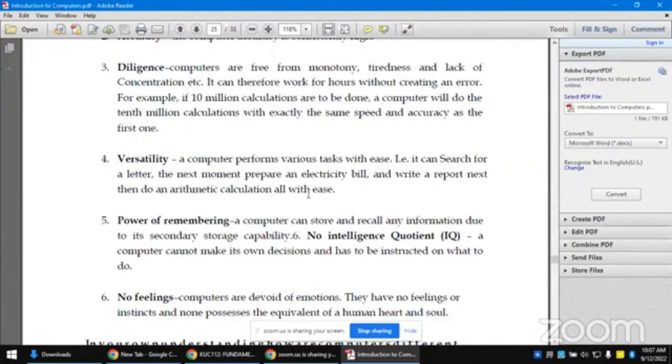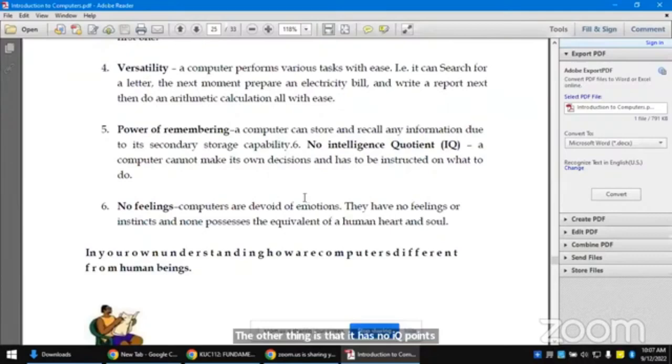The other thing is that it has no IQ, no intelligent quotient. A computer cannot make its own decision and has to be instructed on what to do. Then it has no feelings. Computers are devoid of emotions. They have no feelings or instincts, and none possesses the equivalent of a human heart and soul.